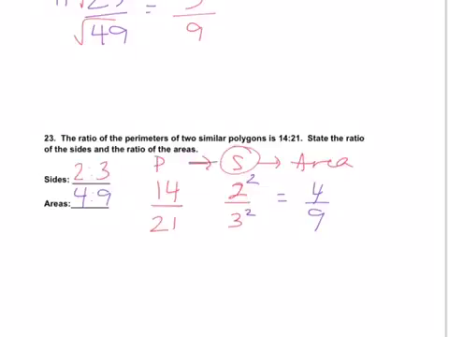And to go from side to perimeter, I can multiply by anything. So in this example here, before I squared it, the ratio was 2/3, and I multiplied both of them by 7. To go from perimeter to area, I have to reduce it and then square it.